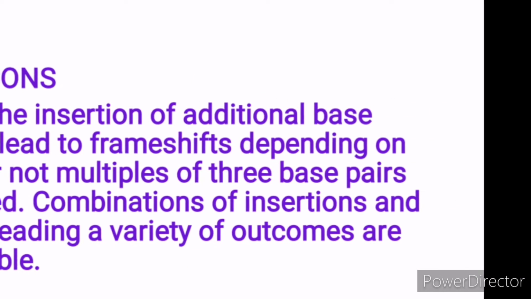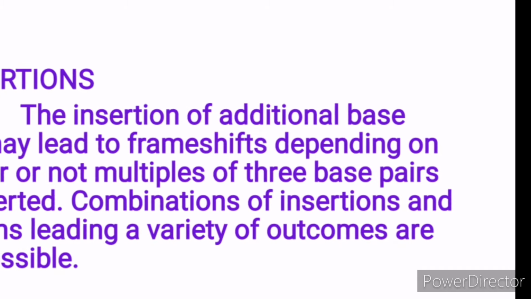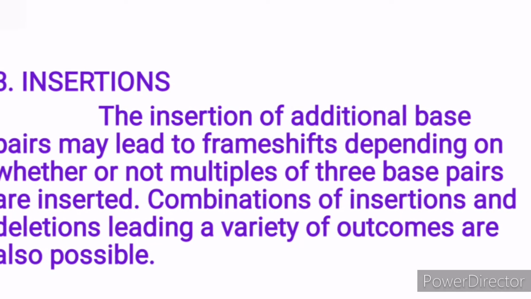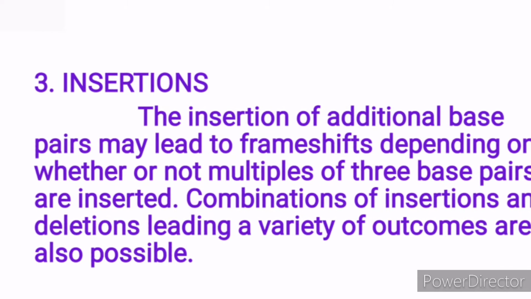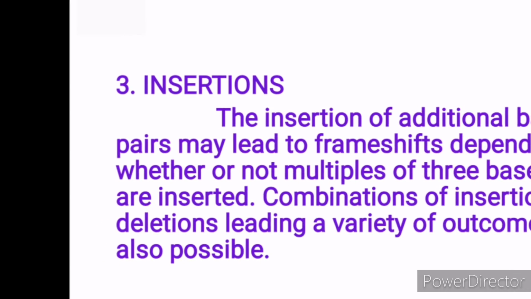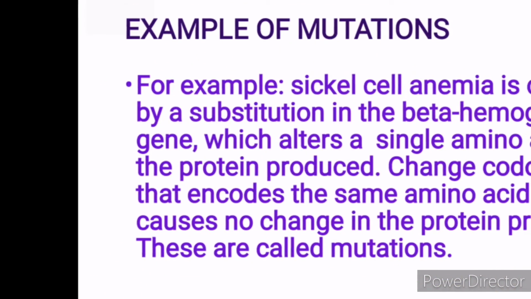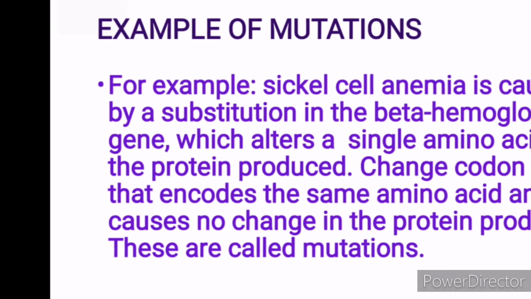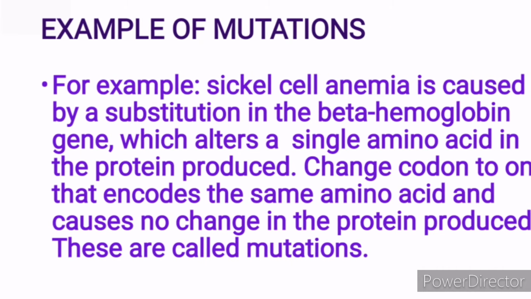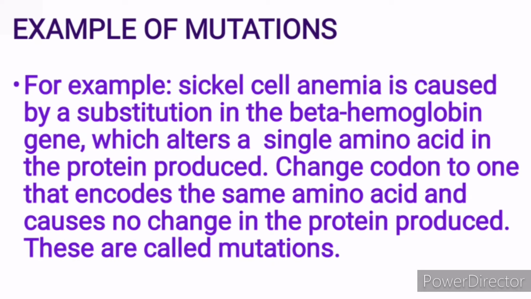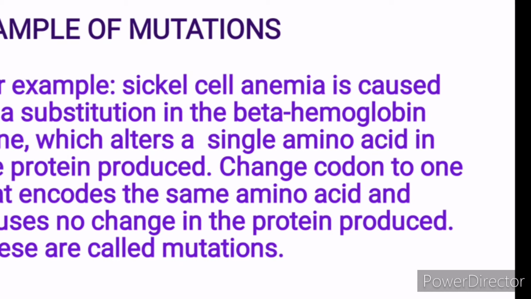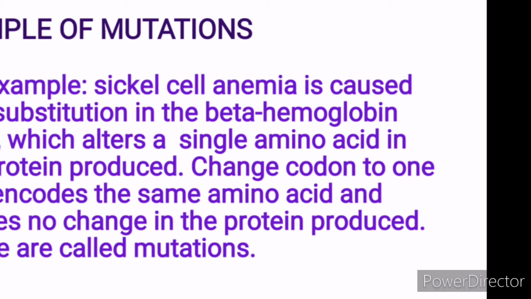And last, the insertions. The insertion of additional base pairs may lead to frame shifts depending on whether or not multiples of 3 base pairs are inserted. Combinations of insertions and deletions leading to a variety of outcomes are also possible. Examples of mutations. Sickle cell anemia is caused by a substitution in the beta-hemoglobin gene, which alters a single amino acid in the protein produced. Some mutations change a codon to one that encodes the same amino acid and cause no change in the protein produced. These are called silent mutations.